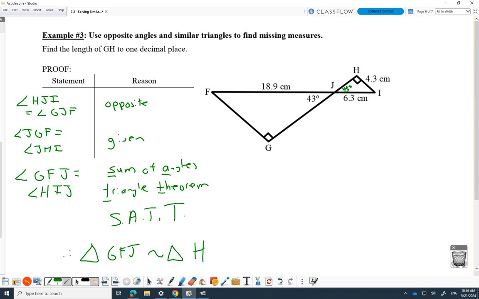What matches up with F? I, because that's the unknown one, the one that I don't have written in my triangle. And then what matches up with J? J. Does J always match up with J? No, it did here, but let's not assume that that's going to be true. It often is true, depending on the setup of the triangle.